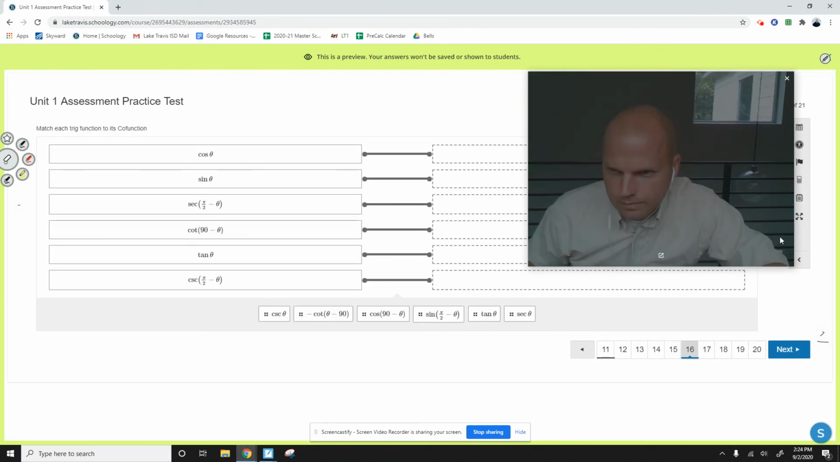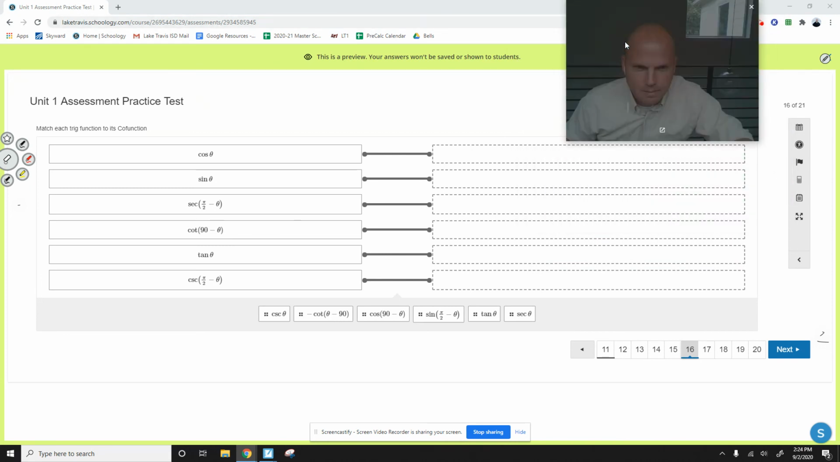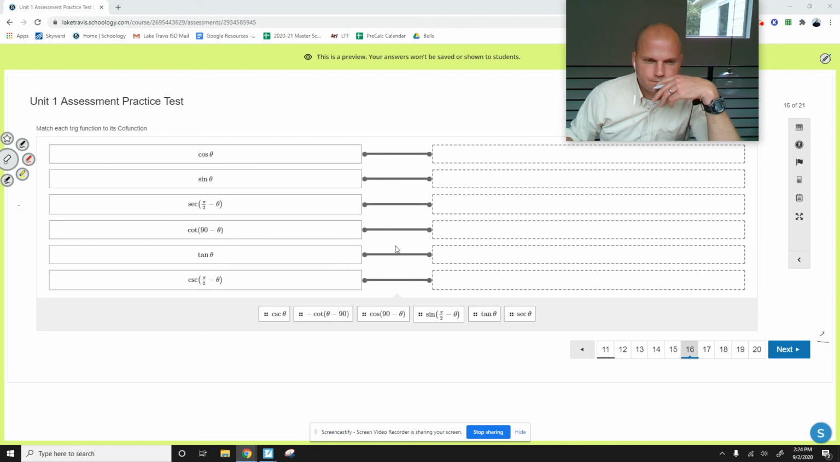All right, these are the tricky ones. These are very tricky. We got to talk about these. Okay, we got to match. Cosine, sine. What is that equal to?